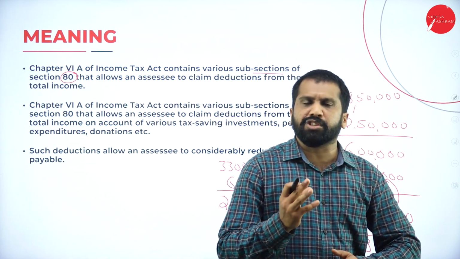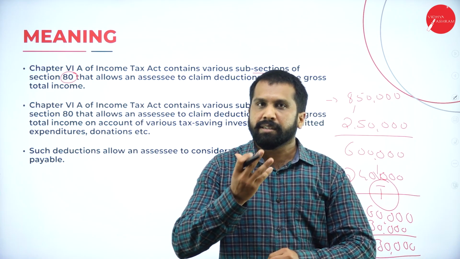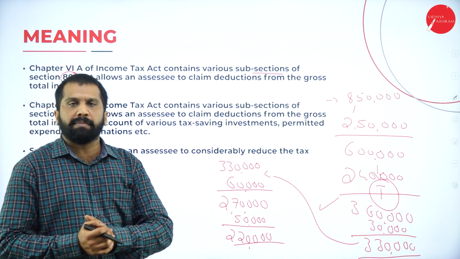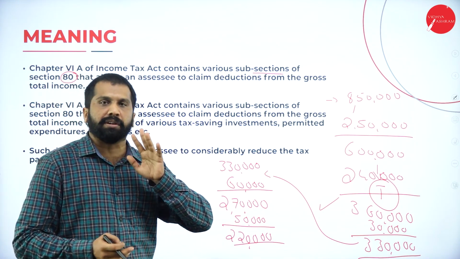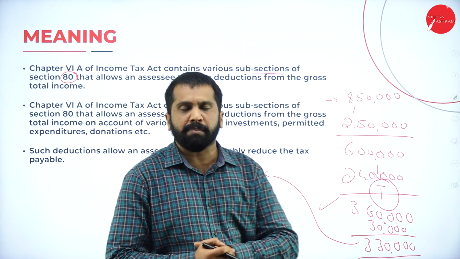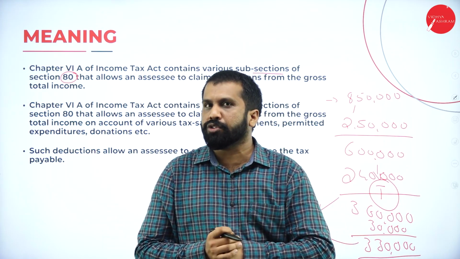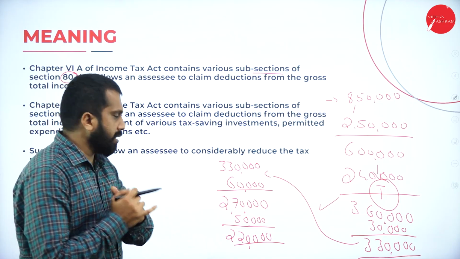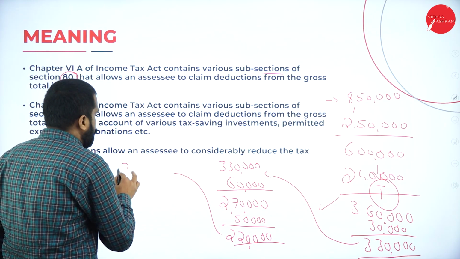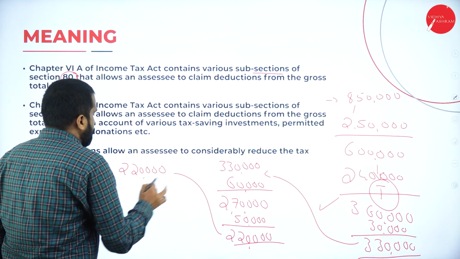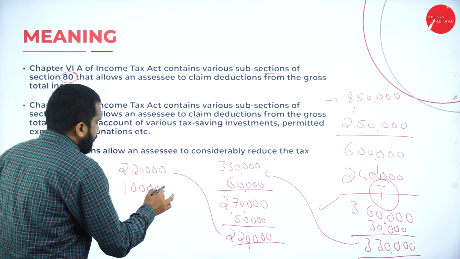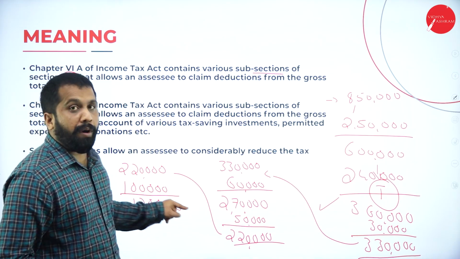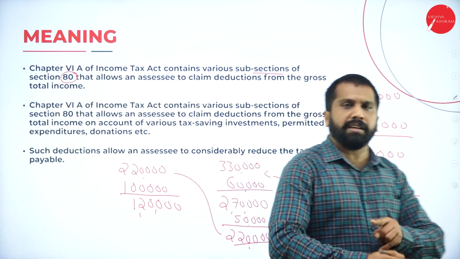From this 2,20,000, just assume that I have donated for COVID or some charity. I have donated around 1 lakh to some recognized institution. So how much have I donated? 1 lakh to the recognized institution. Now what happened? 2,20,000 minus 1 lakh I have donated. So how much do I have to pay tax on? 1,20,000.